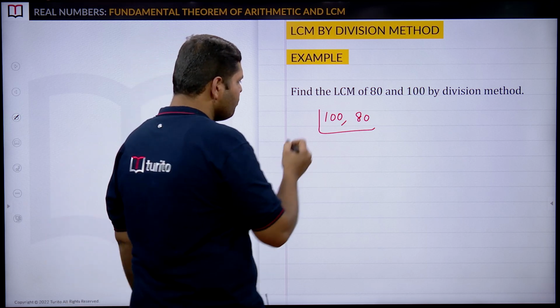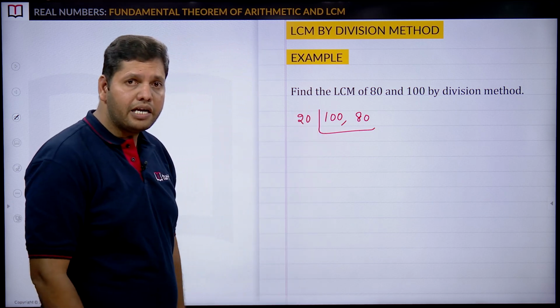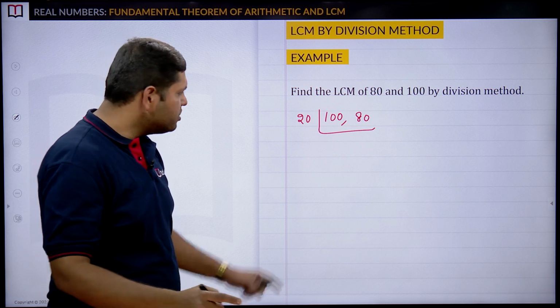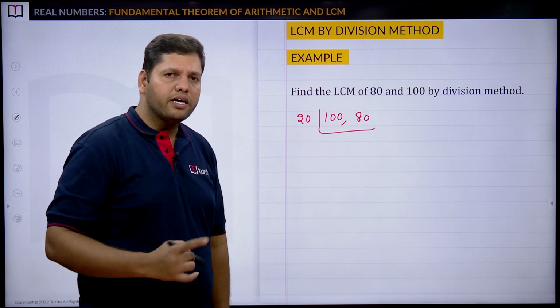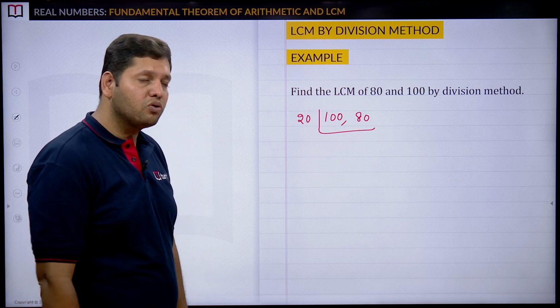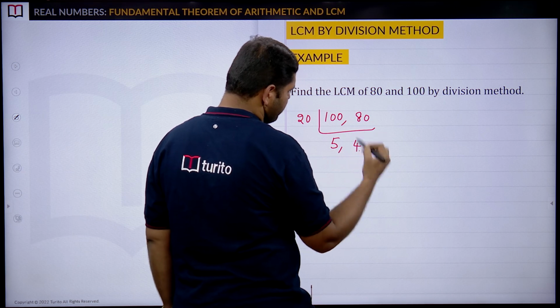Children, what I will do, I'll go for directly 20. Can I say 20 divides 100 and 80? Yes or no? Because 20 is a factor of 100 and 20 is a factor of 80. So I can say 20 is a common factor of both the numbers. So I can write this is 5 times and I can say 4 times.